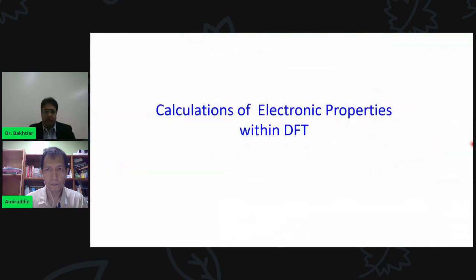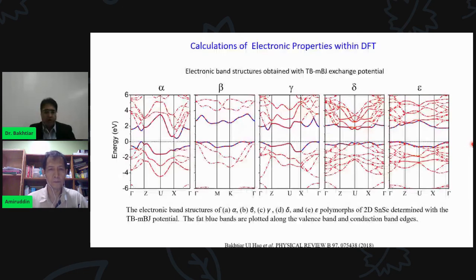In the electronic properties, we can obtain the electronic band structures, density of states, and the charge density distributions. Like here, we obtained electronic band structure for different polymorphs of two-dimensional tin selenide. So this is the electronic structure that we obtained with the TB-mBJ exchange potential, which is one of the most effective potentials for calculating electronic structure that gives results near to the experiment.